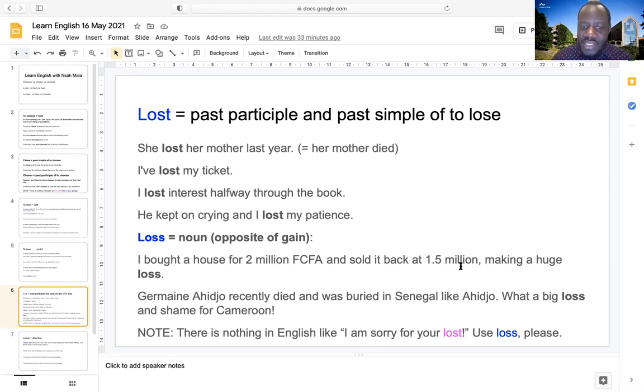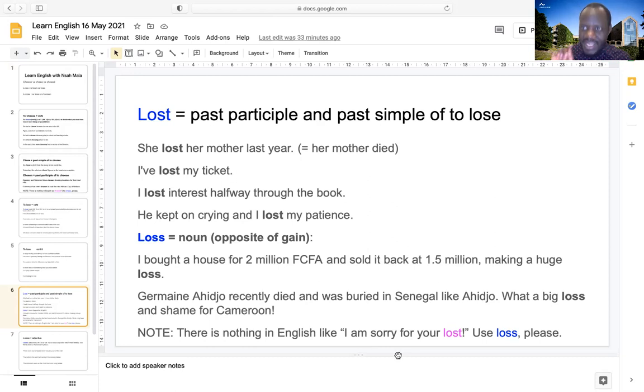Germaine Ahidjo recently died and was buried in Senegal like Ahidjo. What a big loss and shame for Cameroon.